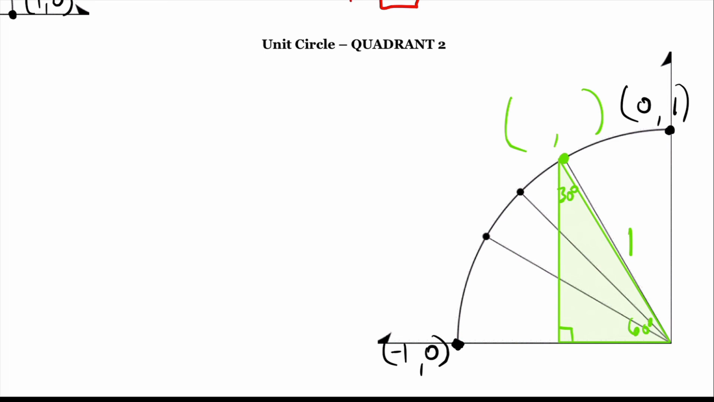Where is that dot going to be? Where is the green dot up here going to be? It's going to be, x is going to be negative for sure. X is going to be negative because we go left. Y will be positive because we go up.